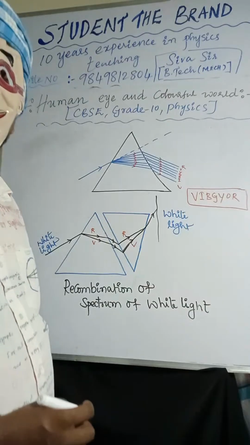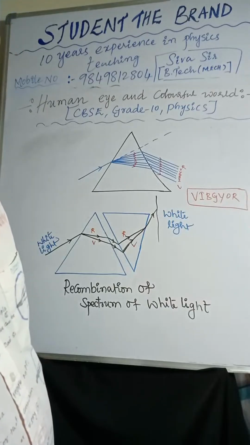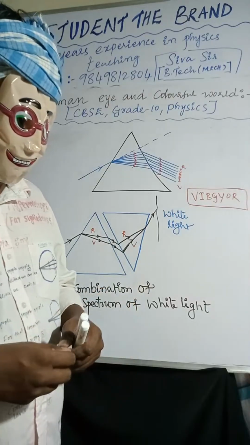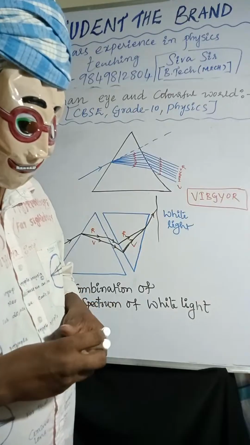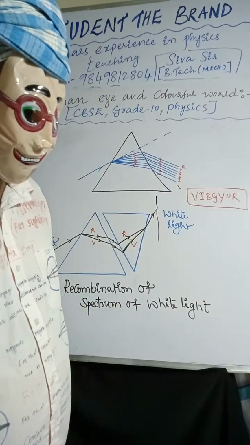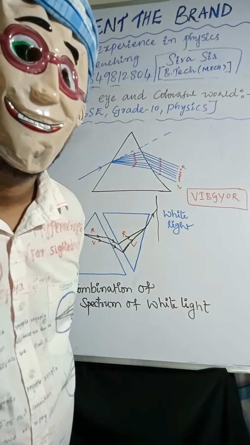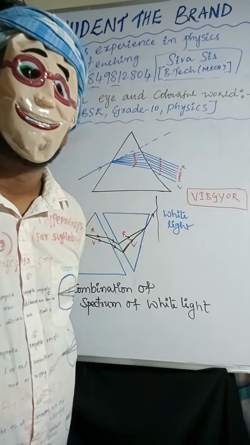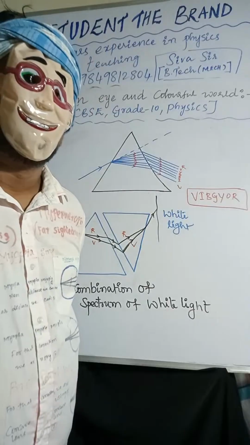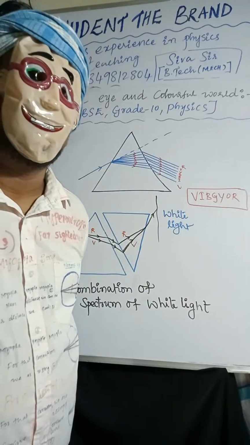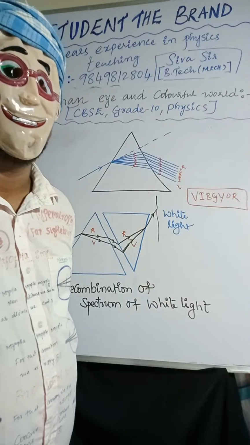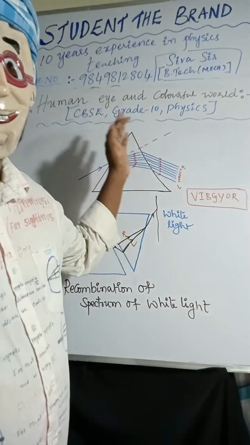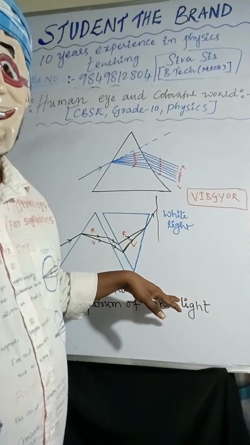So now, can we discuss the recombination of the spectrum of white light? When white light passes through a prism, it splits into 7 colors. Those 7 colors fall on the second prism, which is placed in an inverted position. Those 7 colors are combined again and form white light. So this is about the recombination of the spectrum of white light, and this is the rainbow formation by a prism.